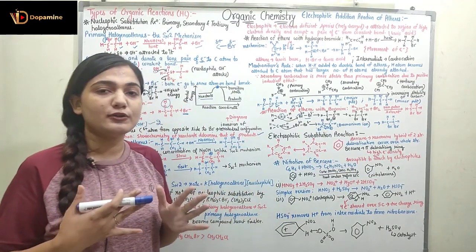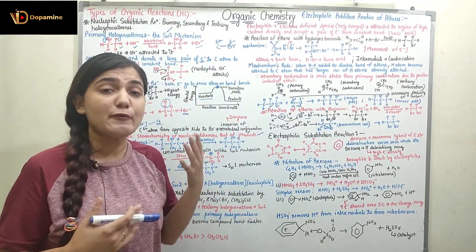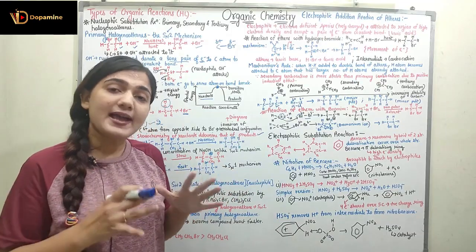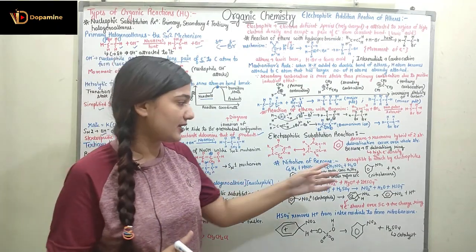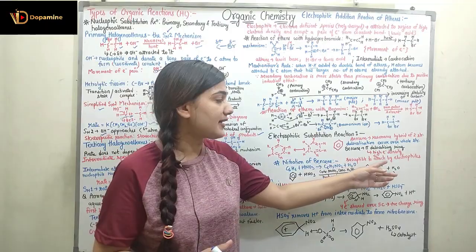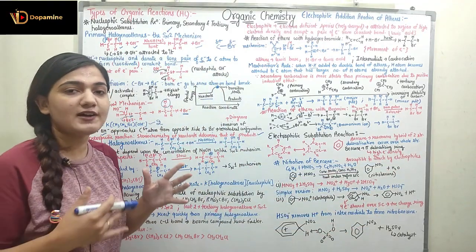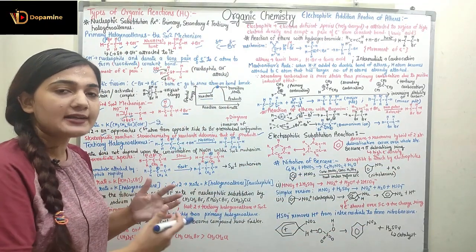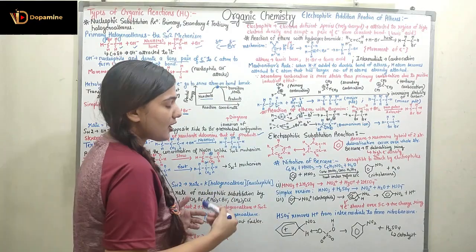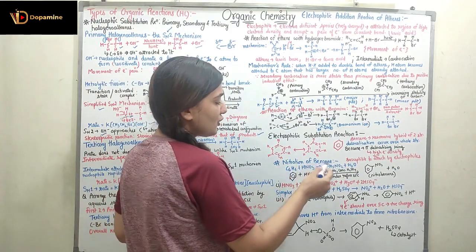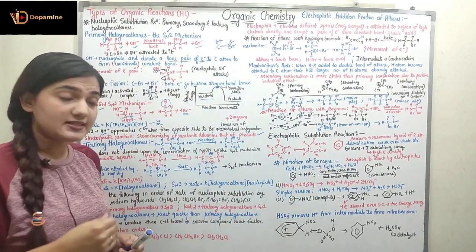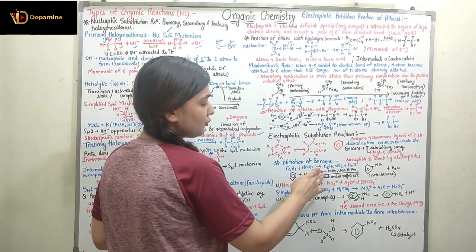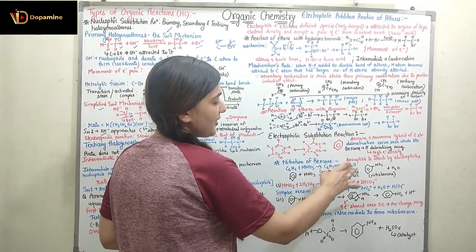So this pi delocalized ring has a high electron density. Pi cloud will always have a high electron density. So it is susceptible to being attacked by electrophiles. Whenever electrophiles come, they are going to attack the benzene. So coming to the reaction of nitration of benzene. Benzene is C6H6. It is going to react with HNO3. It is going to form C6H5NO2 plus H2O.